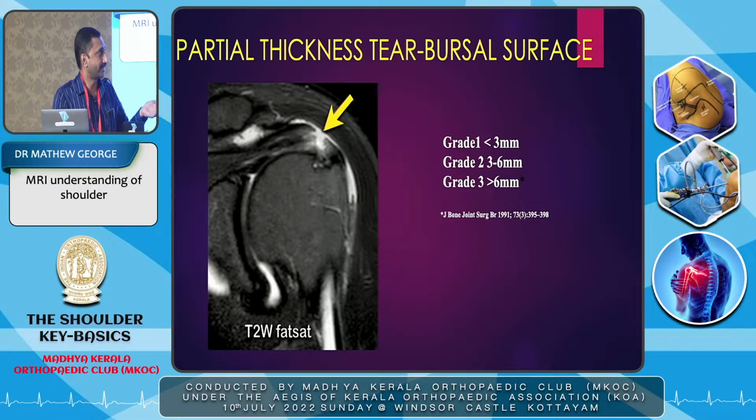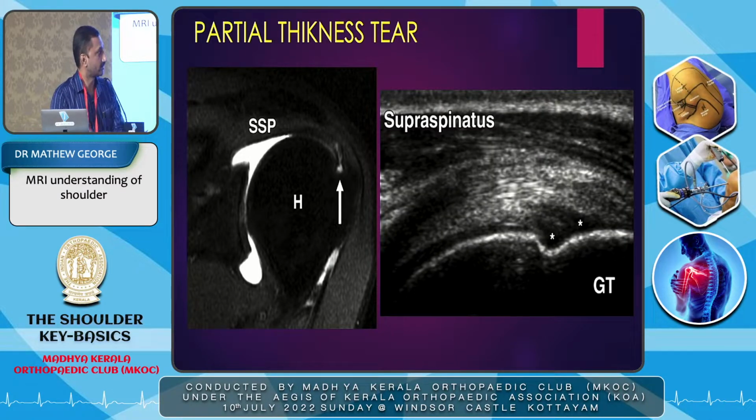Now there's some grading. If it's less than 3 mm, it's grade 1, 2, and 3. I won't go into all that. Coming to this, it is a case of articular surface tear. So this is the articular surface, and here just at the insertion at the greater tubercle you can see a hyperintense line. That's fluid signal. That's because of a tear, and this is not extending all the way up to the bursal surface. So that's the articular surface partial tear.